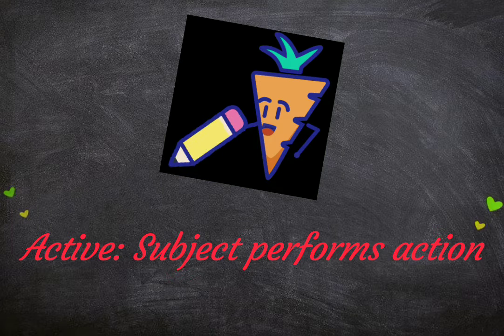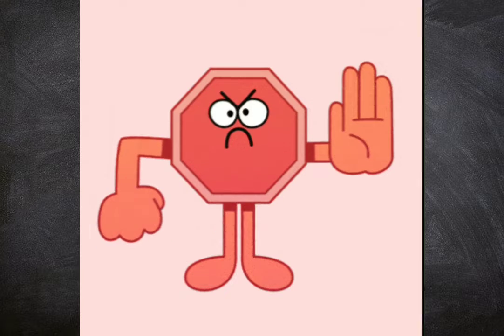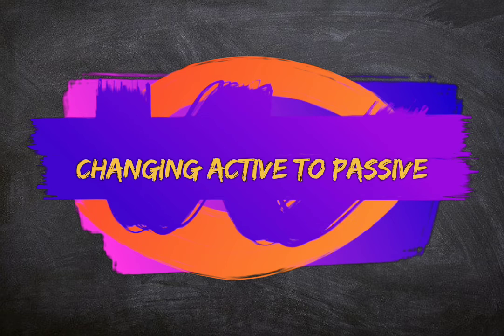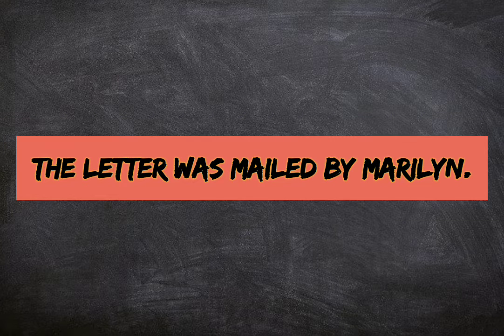In a sentence using active voice, the subject of the sentence performs the action expressed in the verb. However, we can change the normal word order of many active sentences so that the subject is no longer active, but is instead being acted upon by the verb. So the same sentence, Marilyn mailed the letter, can become the letter was mailed by Marilyn. In this new sentence, the subject, the letter, is being acted upon and is said to be in the passive voice.